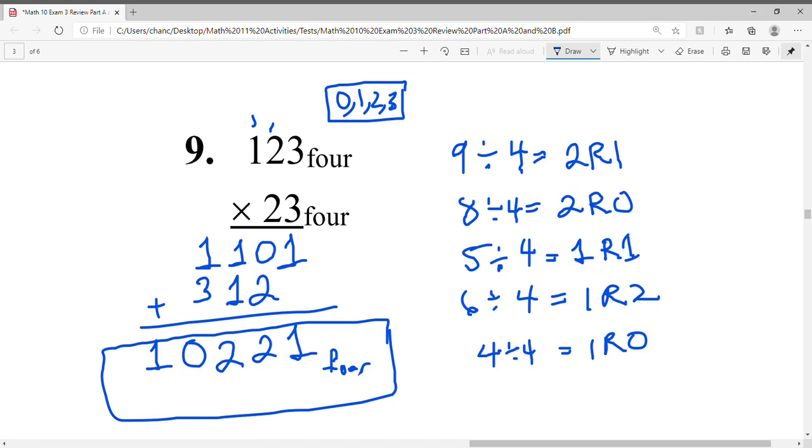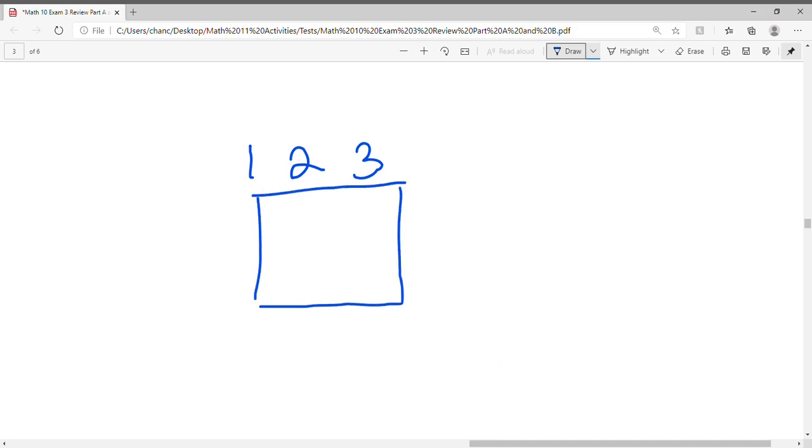Just for fun, let's use the lattice algorithm for question 9. To use the lattice algorithm, I'll write 1, 2, 3 and 2, 3 here on the side. Remember, we're still in base 4. We'll draw our diagonals.